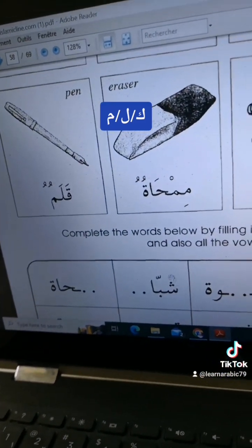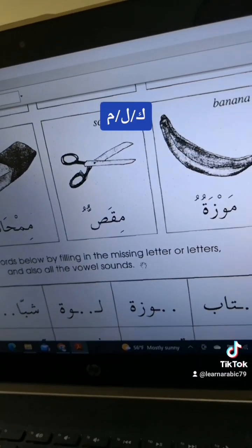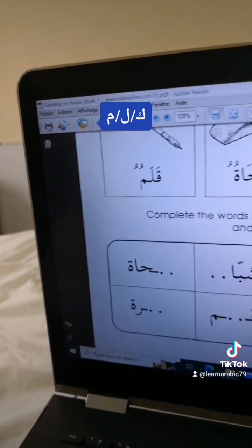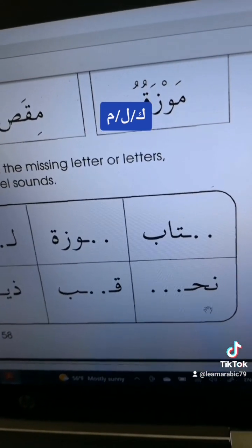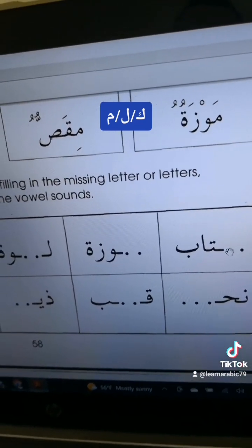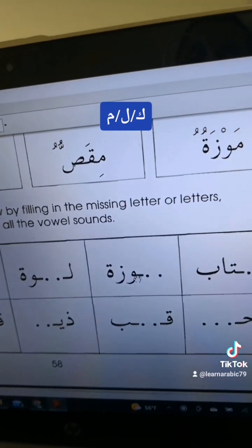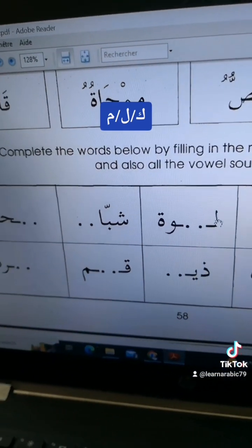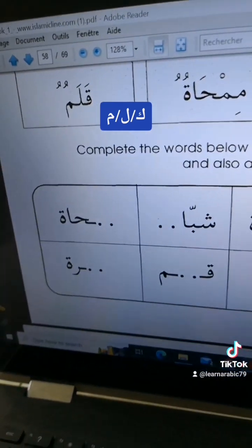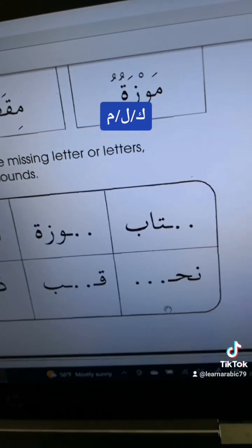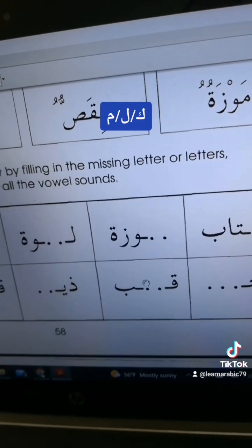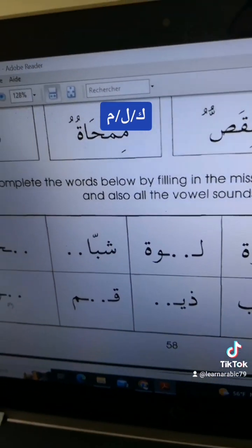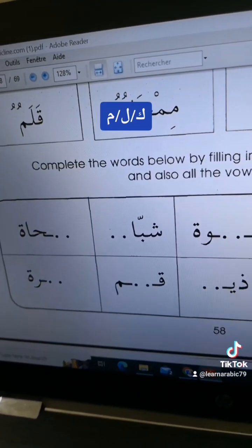So can you complete the words below by filling in the missing letter or letters? Okay, so here, this one, kaf at the beginning, kitabun. This one, mawzatun. This one, labwatun. This one, shubbakun. This one, mimhatun. This one, nahlatun, qalbun, dhaylun, qalamun. Mimhatun.